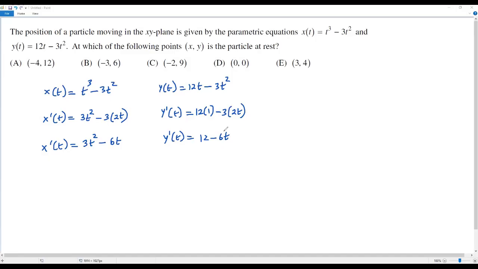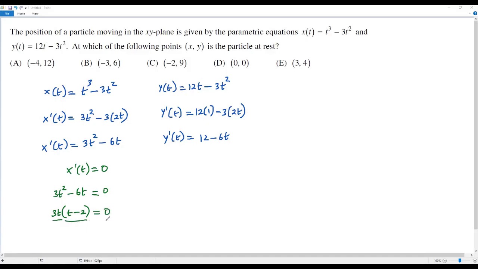If the particle is at rest, then the velocity has to be 0. That is, we have to equate each of these two velocities to 0. Let me equate the first velocity, x prime of t, to 0. Then we have 3t squared minus 6t equals 0. The greatest common factor of these two terms is 3t, so we can factor 3t out. When I do so, I get 3t times (t minus 2) equals 0.